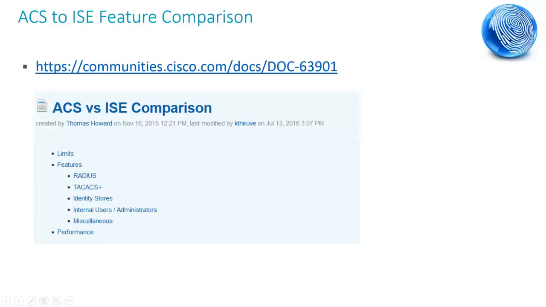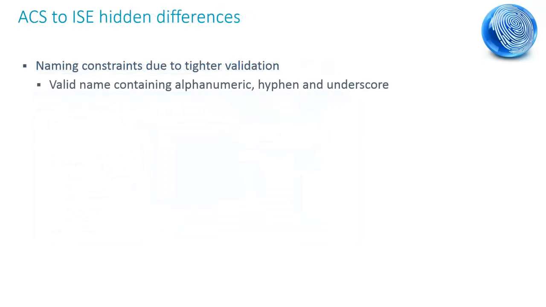So the next thing in your mind would be, okay, so I know now what is a feature parity and the differences between ACS and ISE. What are the hidden differences and which are not perceptible? One of the main differences is that ISE has tighter name validation, which means a valid name can contain alphanumeric, hyphen, and underscore, a typical valid name. A complete list of ACS configuration and its equivalent in ISE, along with the naming constraints and how to fix it, is provided in the preparation section of the how-to guide for the ACS to ISE migration.